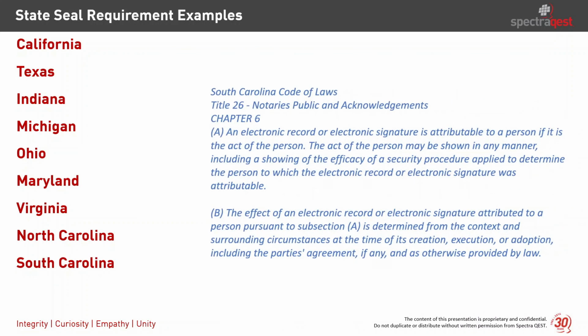South Carolina is a little more lax. An electronic record or electronic signature is attributable to a person if it is the act of the person. The act of the person may be shown in any manner, including a showing of the efficacy of a security procedure applied to determine the person to which the electronic record or electronic signature was attributable. Now, an image in this instance may not be sufficient, but a system that somehow modifies the document in a way that is unique to the person with decent security measures, logins, etc., may be passable here. But the language is quite broad.